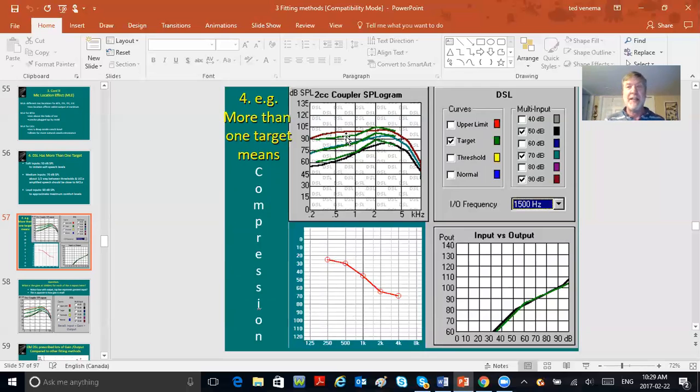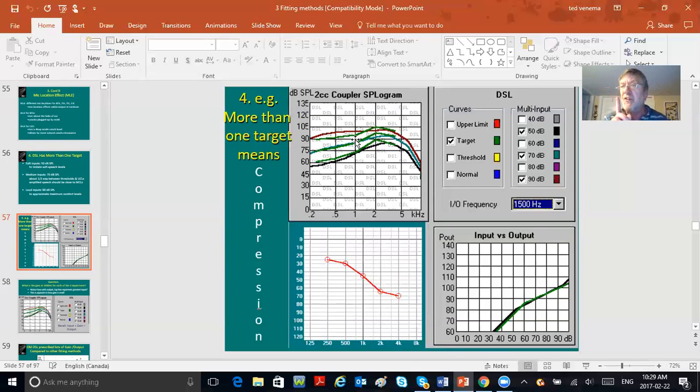I know I didn't get done today at all. I don't care. Doesn't matter. We're going to finish this off next week with NAL-NL1, NAL-NL2, and how they compare to DSL. But these are fundamental things we need to grasp in order to really understand real ear and where we're going with it. Okay? So bear with me here.